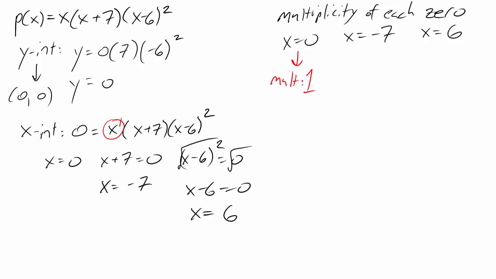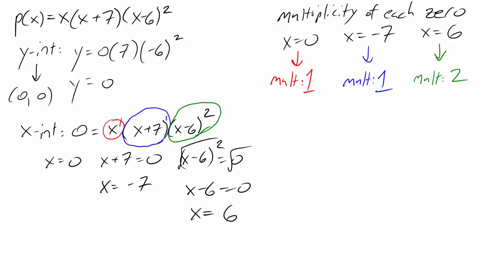For x equals negative 7, that came out of this x plus 7, and again, it's also assumed to have an exponent of 1, so his multiplicity is also 1. And for the x equals 6, that came out here of the x minus 6 quantity squared. The exponent there is a 2, so for the 6, this guy has a multiplicity of 2. Now the multiplicities are important mostly so we can determine how the graph behaves at each of these zeros. So if it's an odd multiplicity, it's going to cross through the x-axis at that 0. If it's even multiplicity, it's just going to touch.